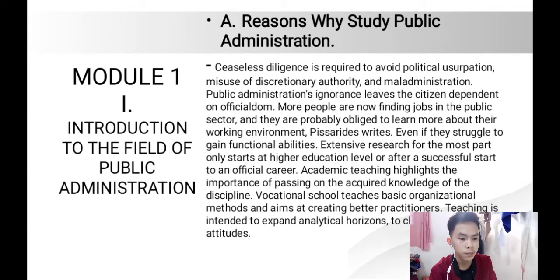working environment. Academic teaching highlights the importance of passing on and acquiring knowledge of the discipline. Vocationally, school teaches basic organization methods and aims to create better practitioners. Teaching is intended to expand analytical horizons and to challenge personal attitudes.